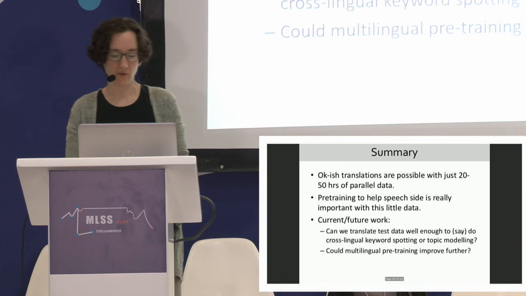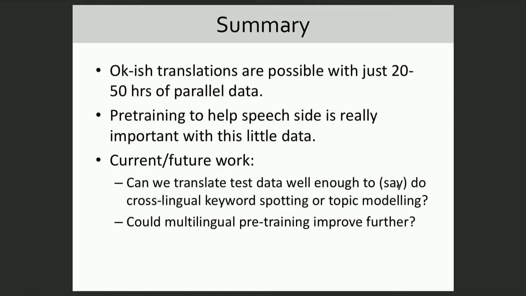Okay, so to summarize that final part of the talk, we certainly are able to get pretty okay translations with just 20 to 50 hours of parallel data, which is kind of nice. It gives you a sense of what is possible. And also that if you're doing that kind of thing, pre-training to help on the speech side seems to be really important with this kind of data.